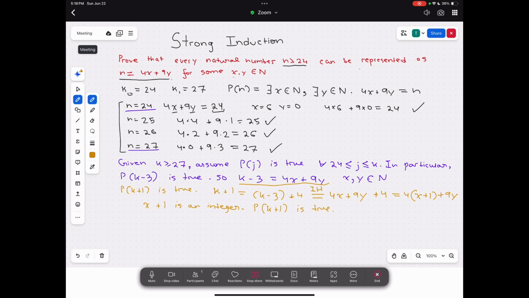So by strong induction, we conclude that P of n is true for all n greater than or equal to 24.